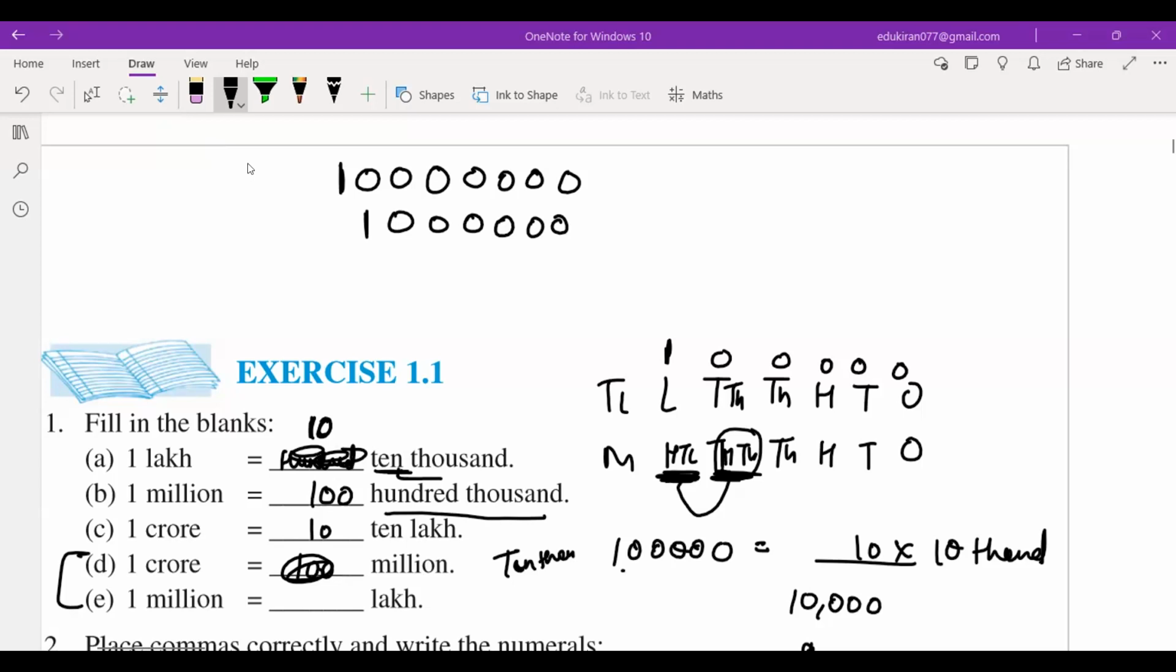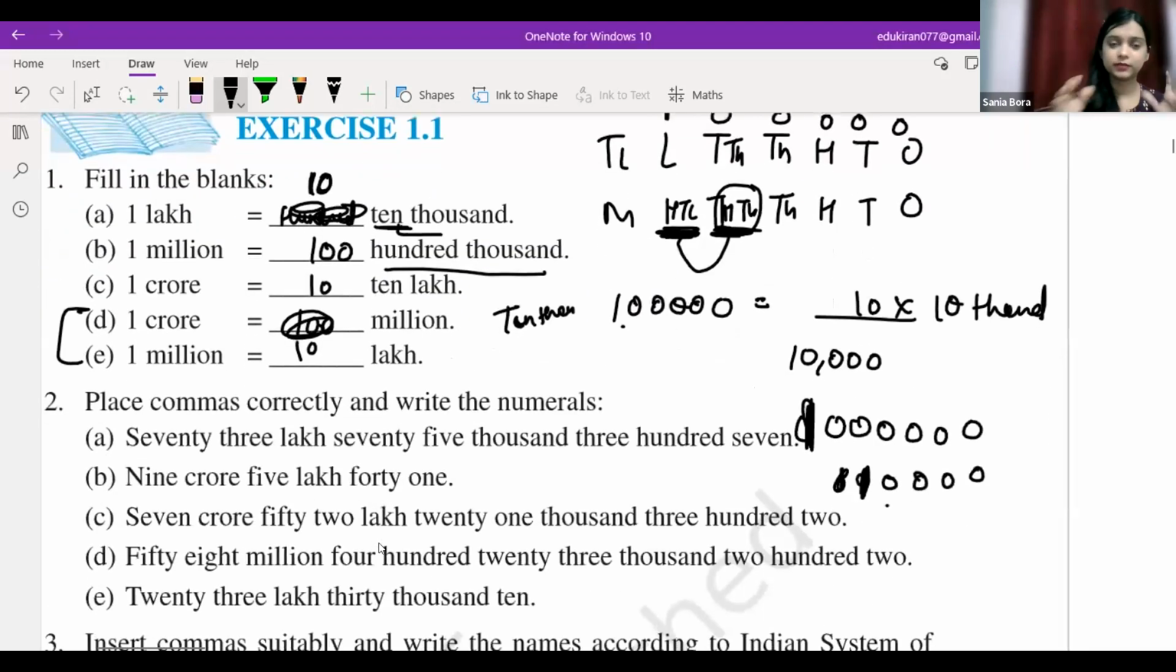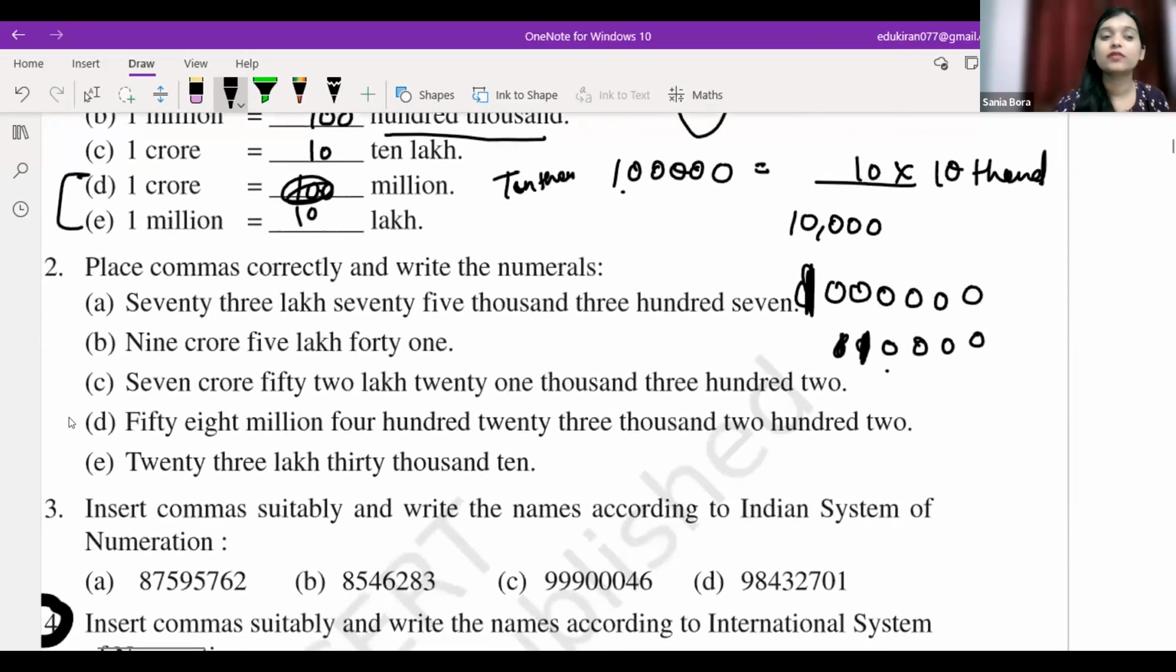It's supposed to be 10. Yes, good. So you need to recheck. Once you do it, just recheck it, so that in case you made any mistake, at least it will not go to the final examiner. Okay, now we will do the second one.